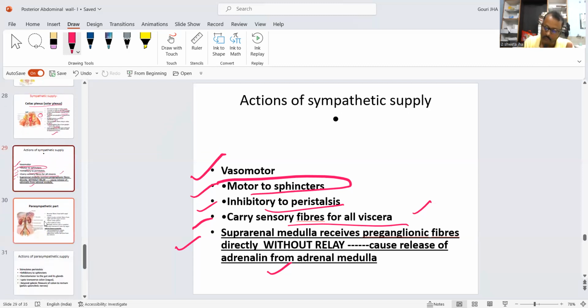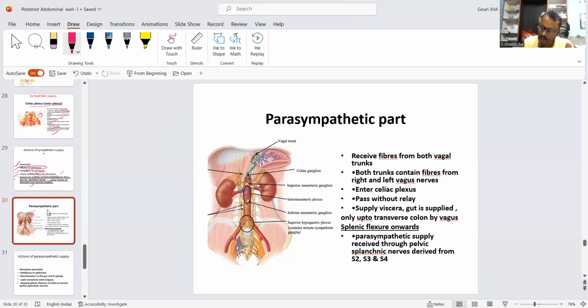Now coming to the parasympathetic one. The parasympathetic supply comes either from the vagus nerve or the pelvic splanchnic nerve. Coming from the vagus nerve, both the trunks enter the abdominal region through the esophageal opening over here. You could see this is the esophagus, the esophageal opening in the diaphragm. Through it they come out, and both vagal trunks contain the fibers from the right and left vagus nerve. They enter the celiac plexus.